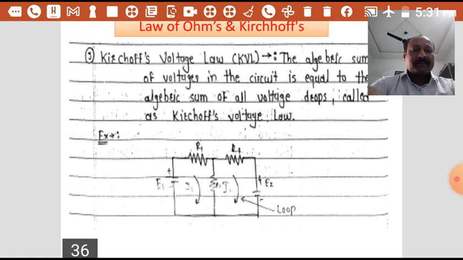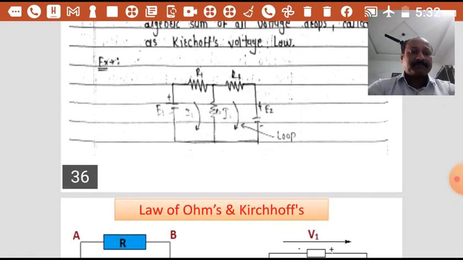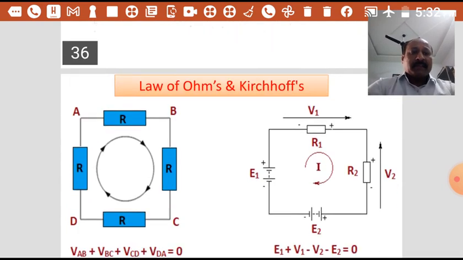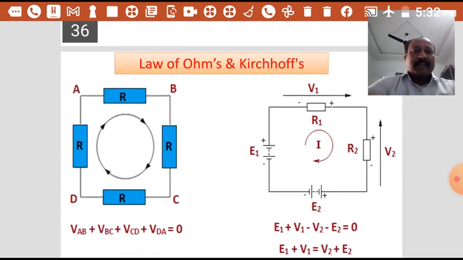So what is our aim? Our aim is to prove Kirchhoff's voltage law for this circuit. So see this circuit. Between A and B there is a resistance R. Between B and C, again resistance R. Between C and D, resistance R. And between D and A, resistance R.